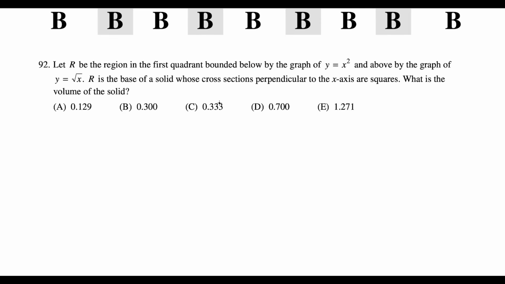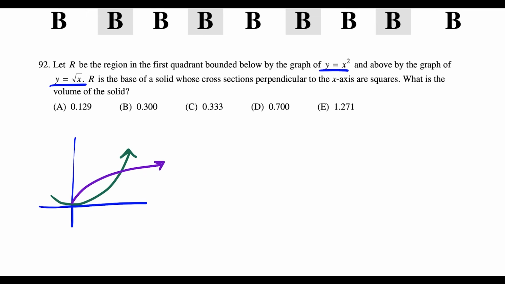So for the final question of this section, we're using Cavalieri's principle. We have y equals x squared and we have y equals square root x forming region R. So this we could use a calculator, but these are fairly basic functions. So x squared is going to look like this. And then we have the other function, square root x, looking like this. So region R is going to be this space here. So this is region R.